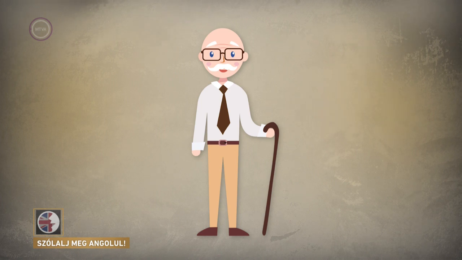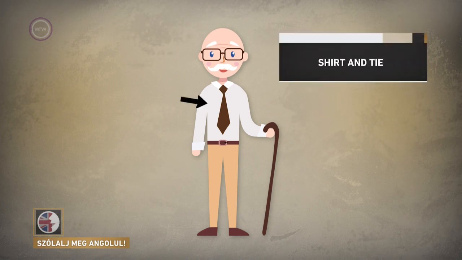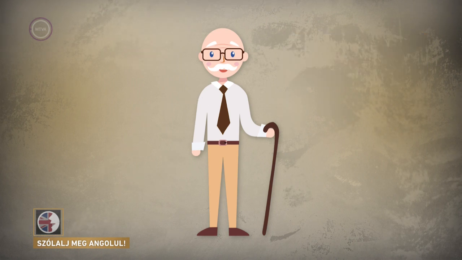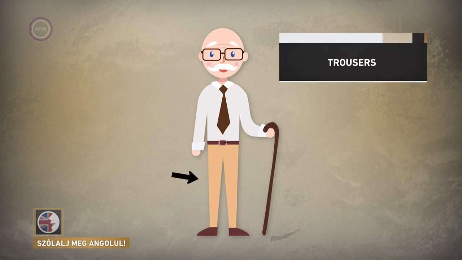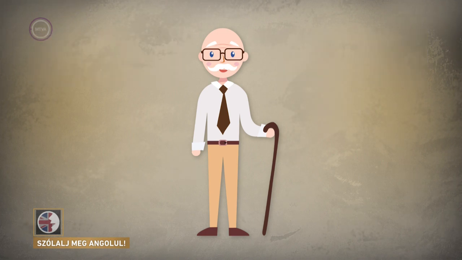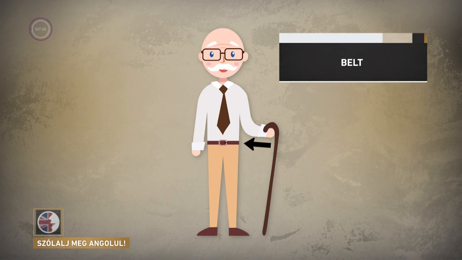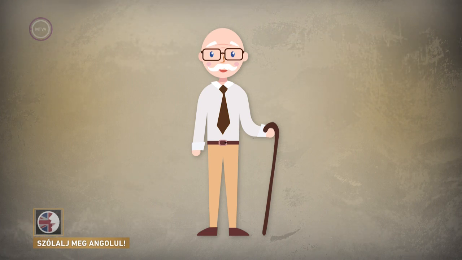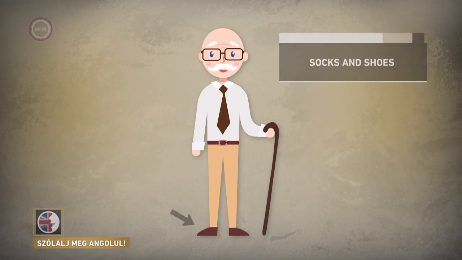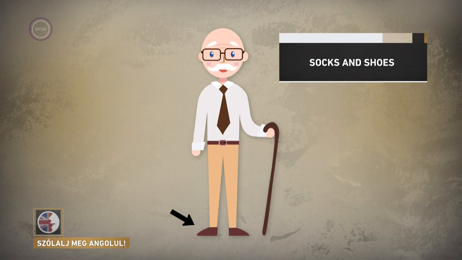What else? Well, Jeffrey's wearing a shirt and tie. Anything else? Yes, Jeffrey's wearing trousers. His trousers are beige. He's also wearing a belt and what else can we say about Jeffrey's clothes? Well, he's wearing socks and shoes.